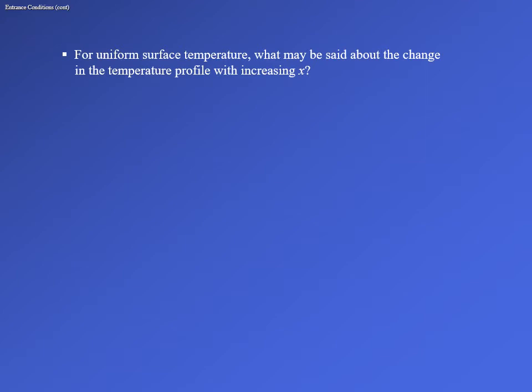Before that, let us answer a few other questions. For a uniform surface temperature, what may be said about the change in temperature profile with increasing x? So this is uniform surface temperature. Let's say you have a pipe with T surface equal to constant. Again, the same idea that we've discussed: if a cold fluid is flowing through this, it will start increasing its temperature until the temperature of the fluid reaches surface temperature. So the temperature of the fluid will constantly increase. If I was to write del T by del x, it will be a positive value. As the cold fluid moves from left to right, it will increase its temperature.